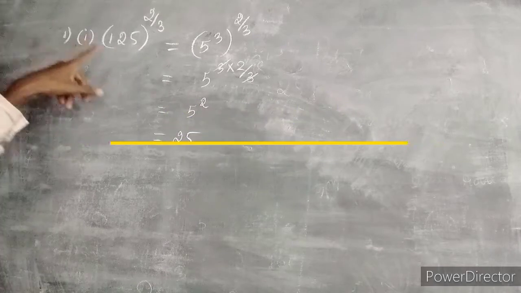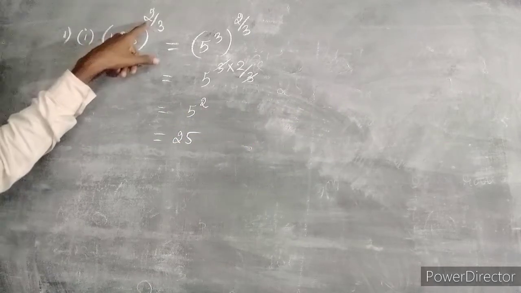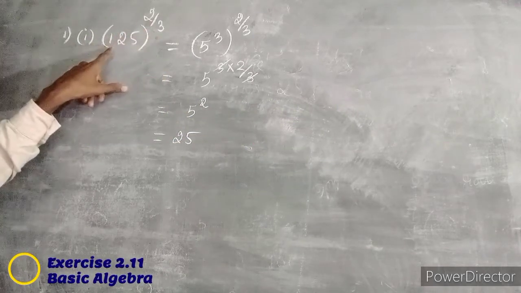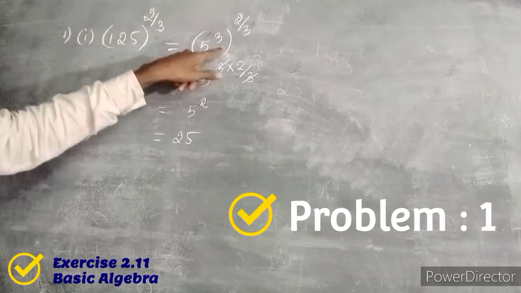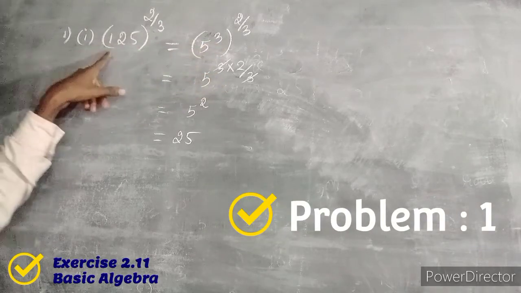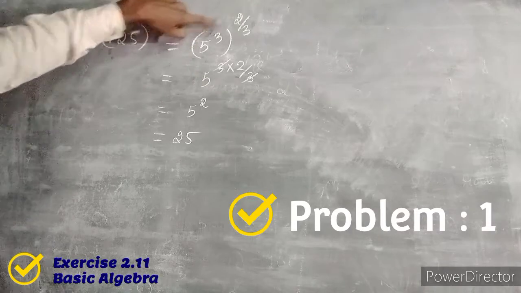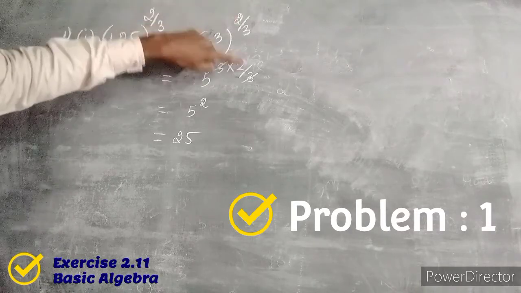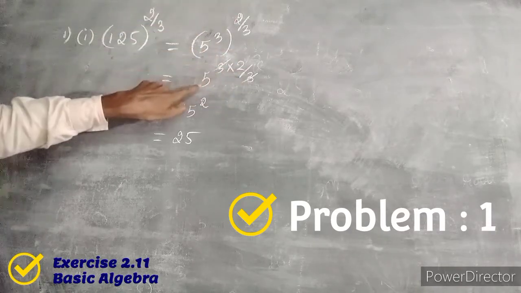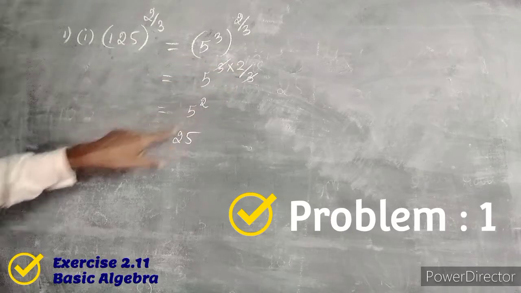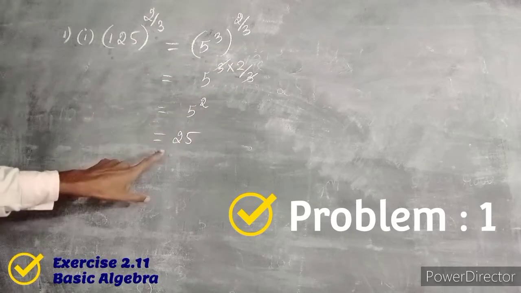So problem number 1, subdivision number 1: 125 power 2 by 3. We can write 125 as 5 power 3, because 5 into 5 into 5 is 125. Then 3 into 2 by 3: the 3 and 3 cancel, remaining 5 square. 5 square is 25. So this is the first subdivision answer.